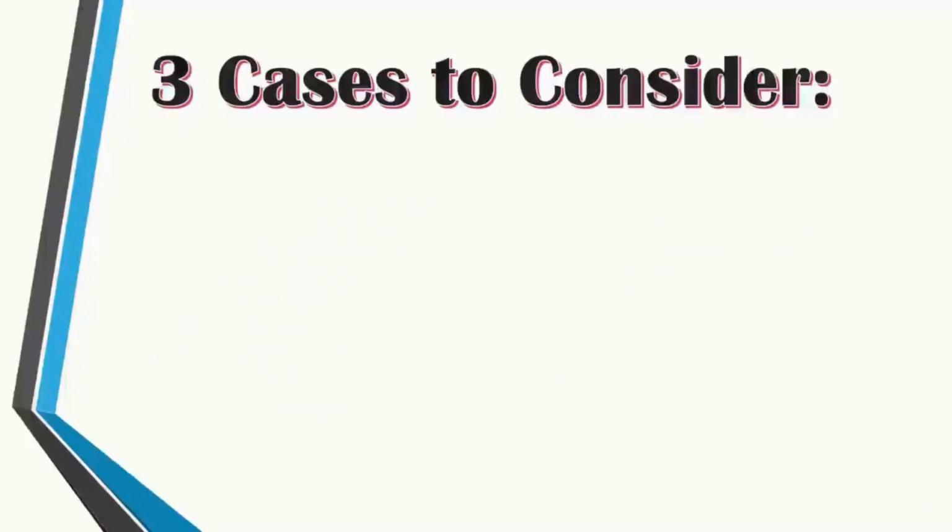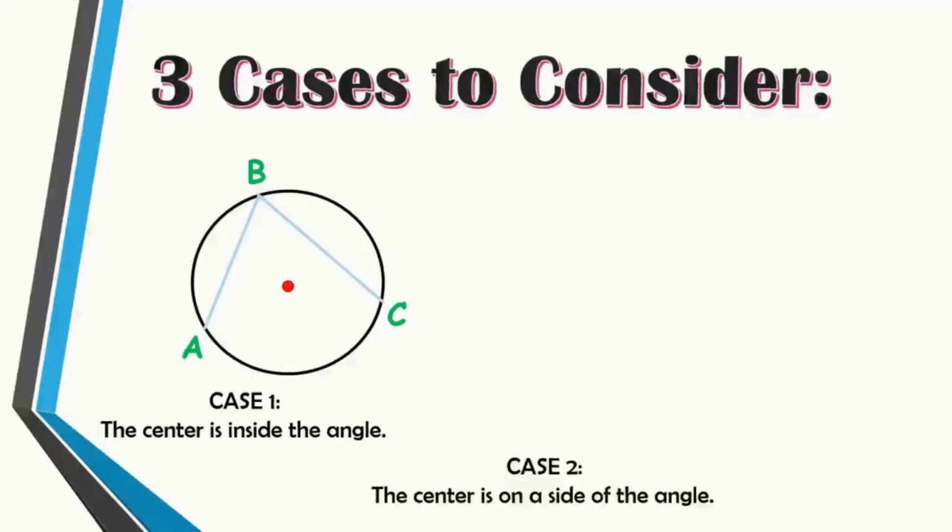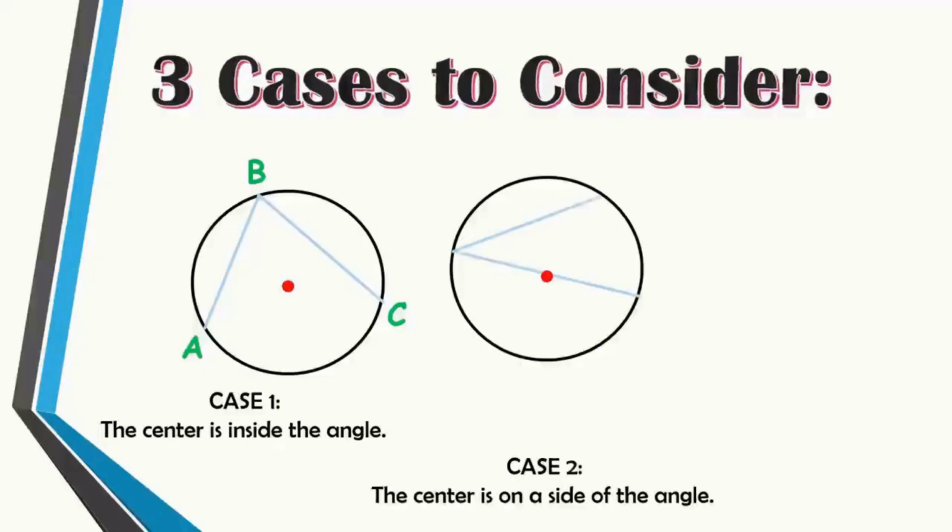Now, we have three cases to consider. Case number 1, the center is inside the angle. And on the figure, ang ating inscribed angle is angle ABC. Case number 2, the center is on a side of the angle. At ang ating inscribed angle is angle WTO.